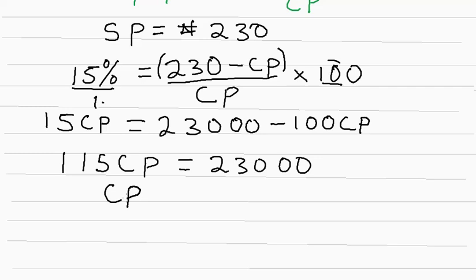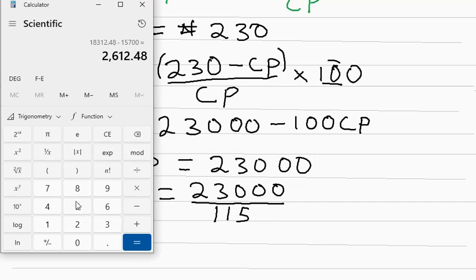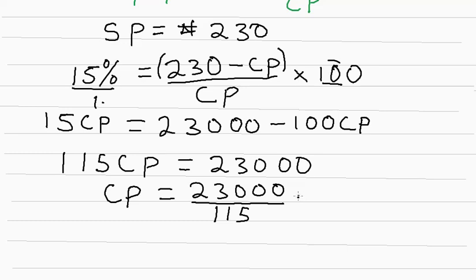So in that case now, our CP is going to be equal to 23000, then divided by 115. All right, so let's do that. So here we go. 23000 divided by 115. What do we have? 200. So the cost price is actually 200.